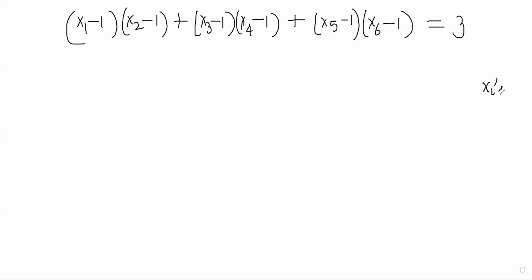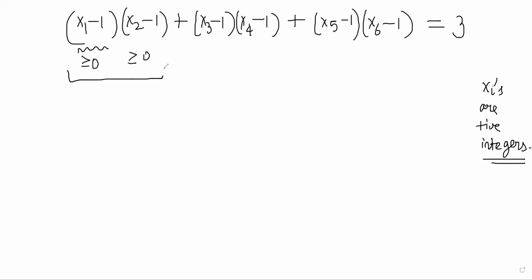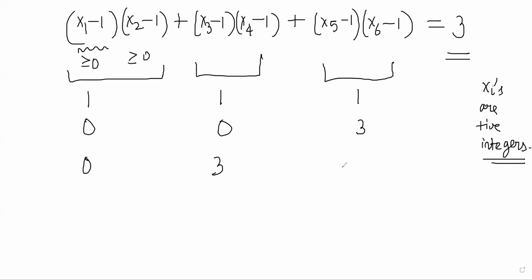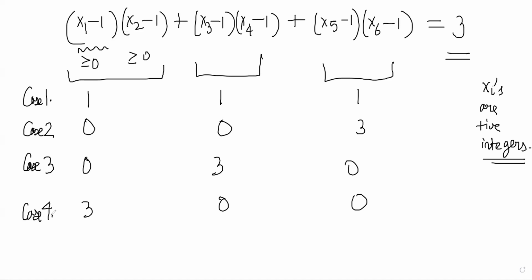All the xi's are positive integers. If they are positive integers, each of these factors is greater than or equal to 0, right? So these are all going to be non-negative integers. When you add three of them and it adds up to 3, there are only 4 cases, right? 111, that is case 1. The other cases are 003, 030, and 300. These are the 4 cases in which we could add them and get a value of 3, right?